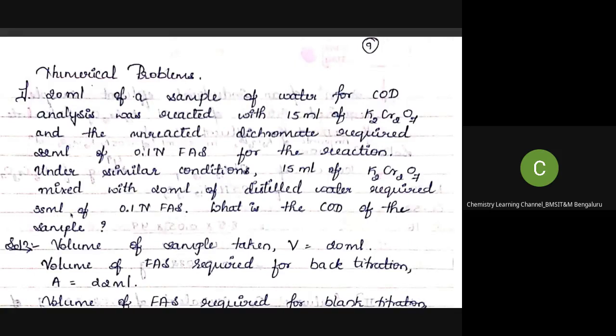So the burette reading observed for distilled water, that is for blank titration, was 38 ml. And the concentration, again of FAS, we are taking the same concentration. So it is 0.1. What is the COD of the sample?